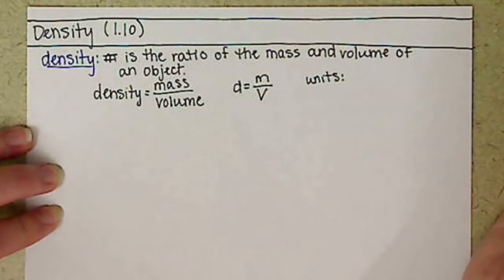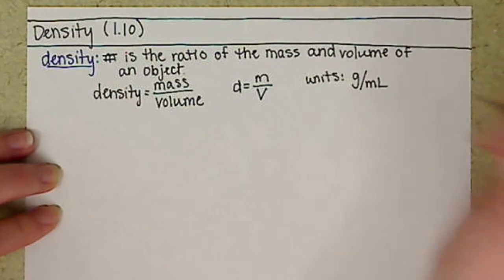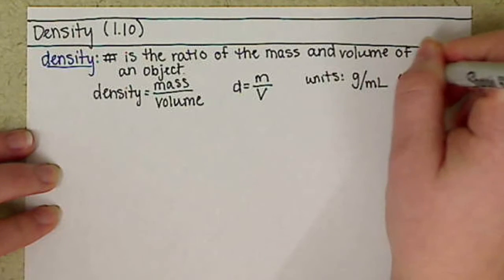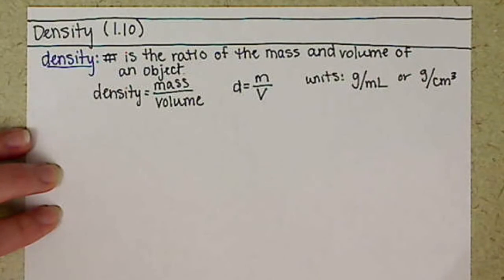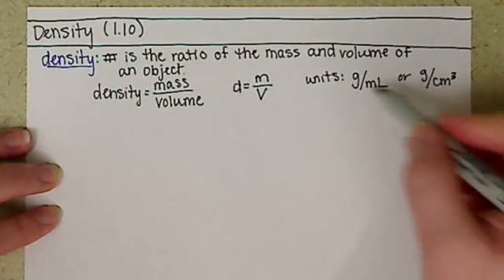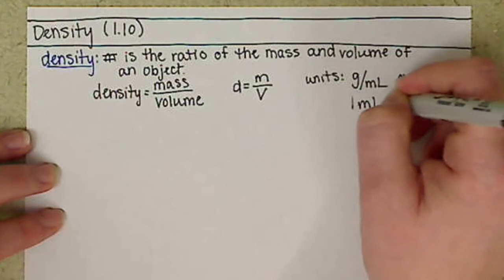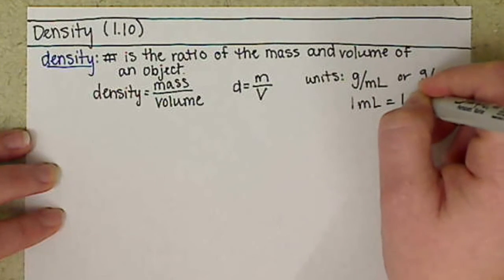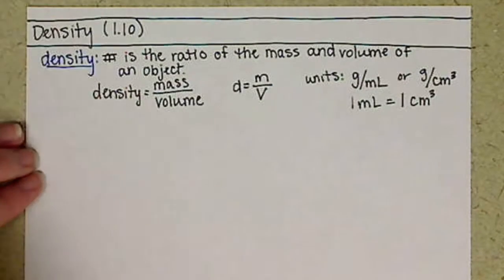The units that we use in chemistry for density is typically grams per milliliter or grams per centimeters cubed. And the relationship between milliliters and centimeters cubed, very easy to remember, is that 1 milliliter is equal to 1 centimeters cubed.